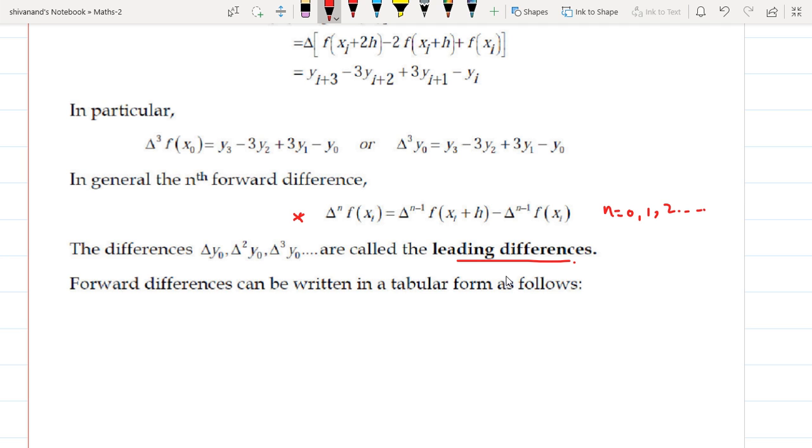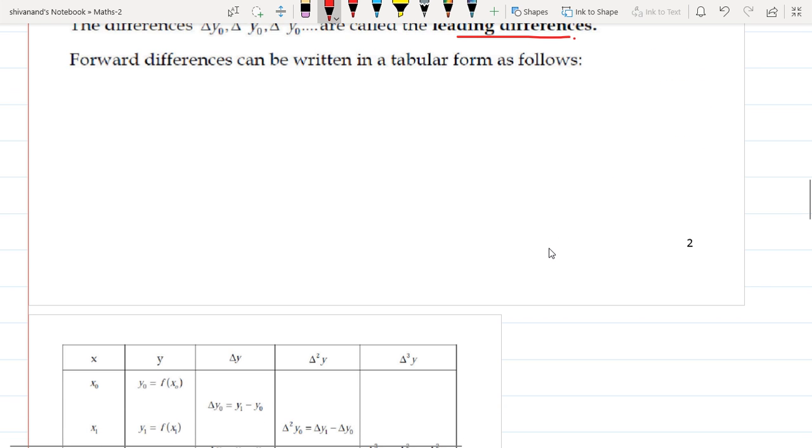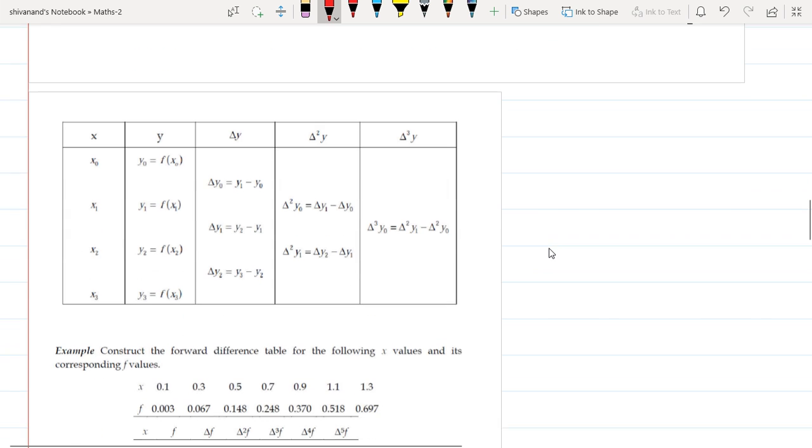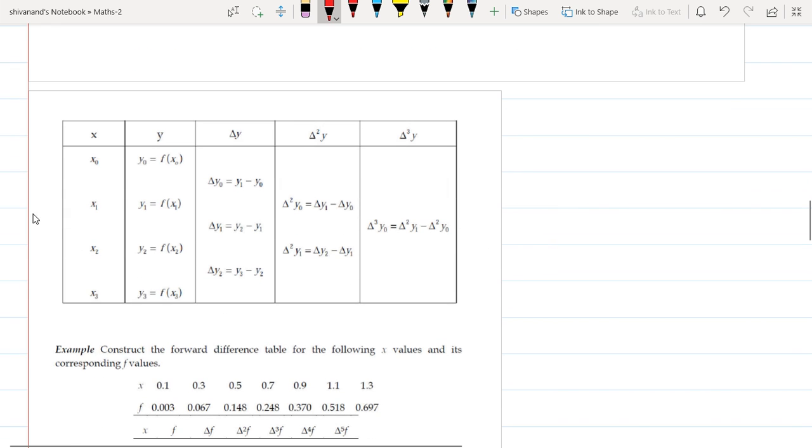Now it is not clear until you get a clear picture of the differences. Therefore, we shall go for an example. I hope you can clearly see this. This is the x value and this is the y value. When x is x naught, y is y naught, and x1, y1, x2, y2, x3, y3. The first forward difference, delta y, is nothing but y1 minus y0.